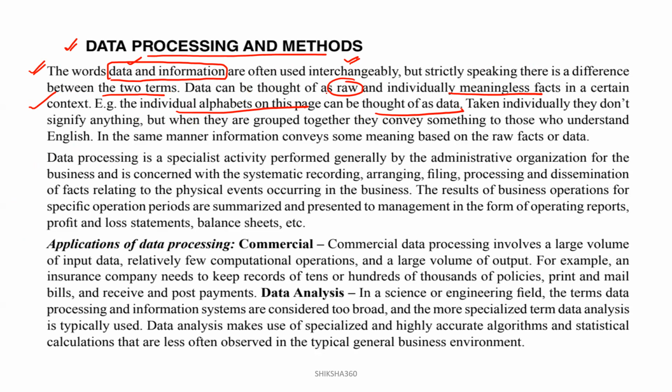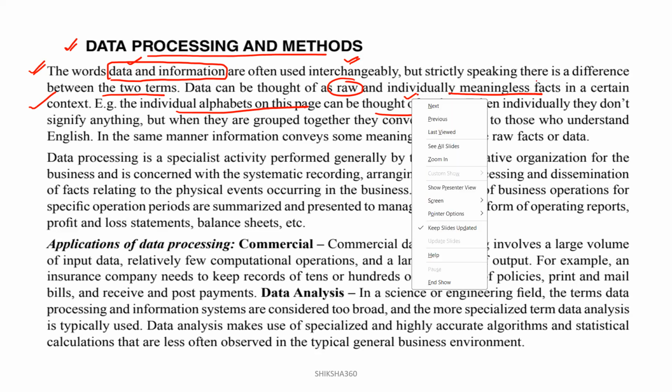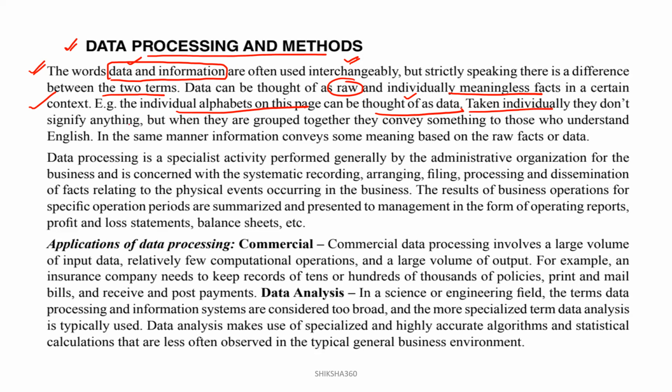For example, the individual alphabets on this page can be thought of as data. Taken individually, they do not signify anything. But when they are grouped together, they convey something to those who understand English. In the same manner, information conveys some meaning based on the raw facts or data.